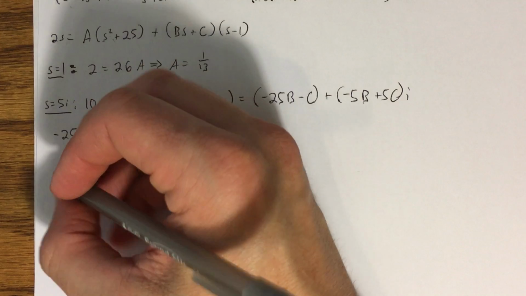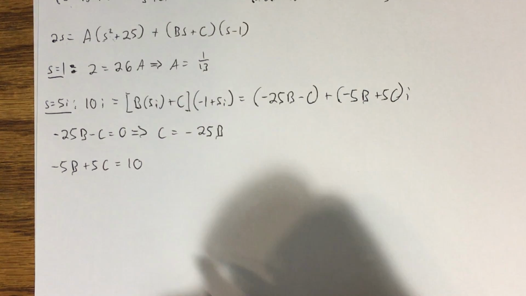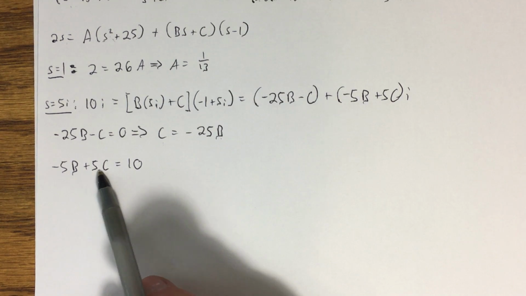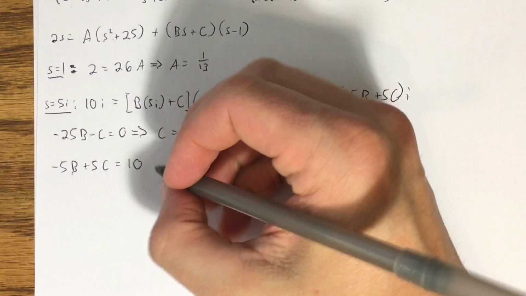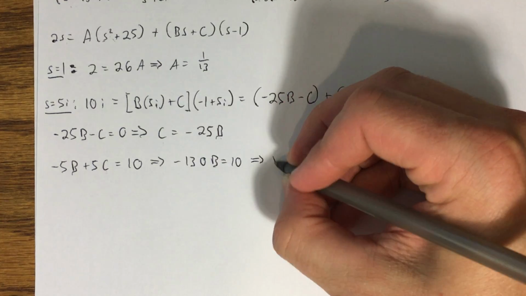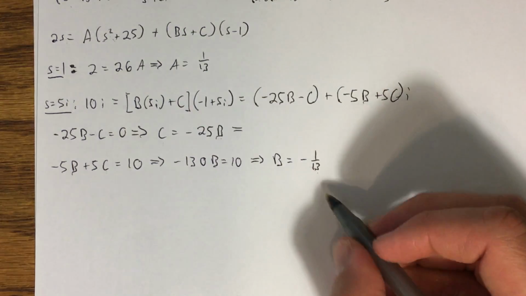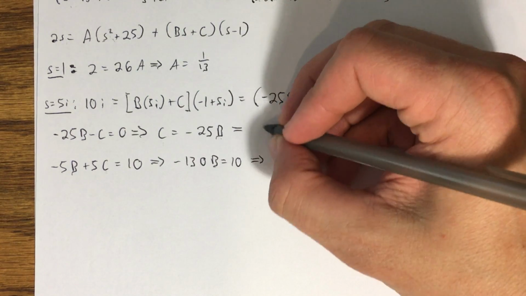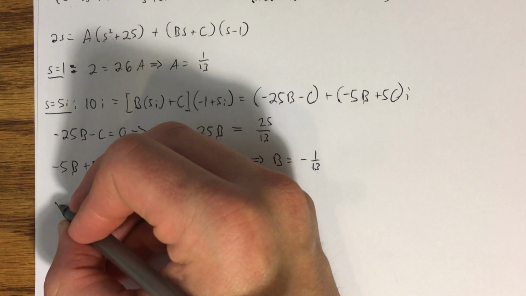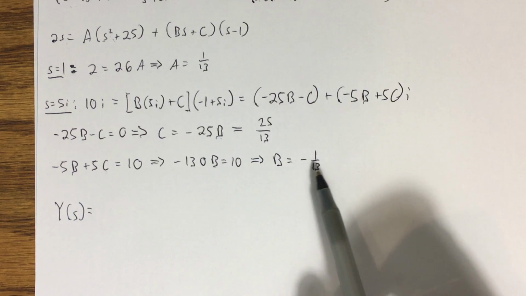Now the imaginary part should match, so I can set this equal to 10. I have negative 5B plus 5C equals 10, but C is equal to negative 25B, so I can make a substitution here. That gives me negative 125B plus negative 5B, which is negative 130B equals 10, or B equals negative 1/13. Using that to find C, I plug this in and get C equals 25/13.